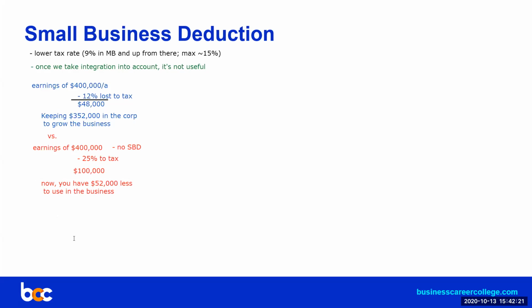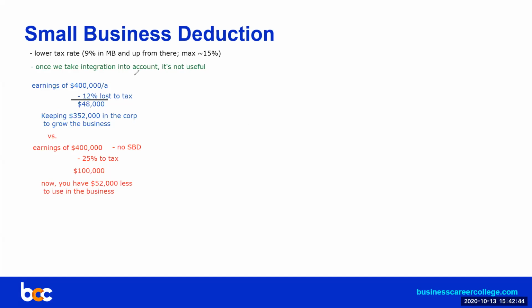So we like the small business deduction to the extent that we're leaving money in the corporation. And that's what's intended to happen. That's what's supposed to happen here. Okay, so clearly we want the small business deduction. That's fair? Okay.